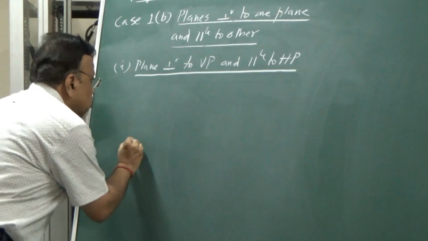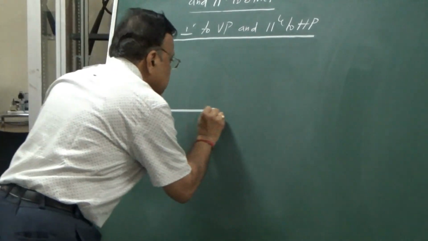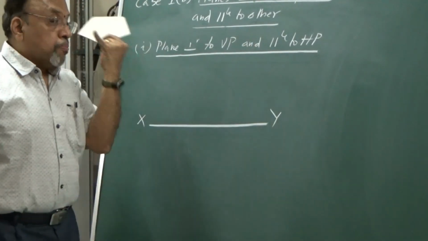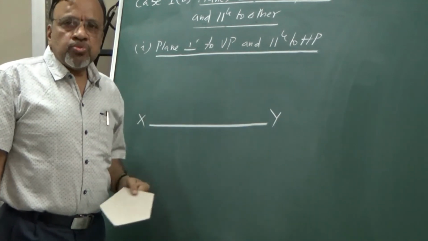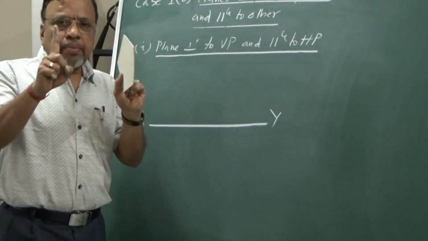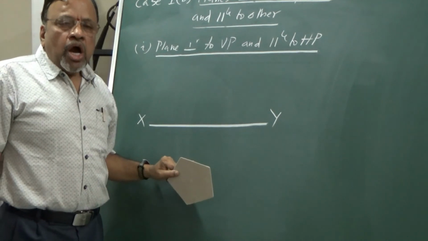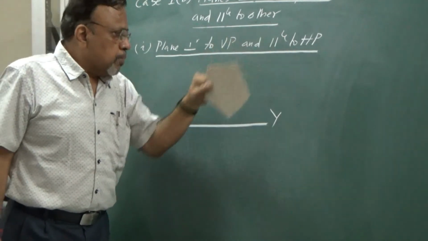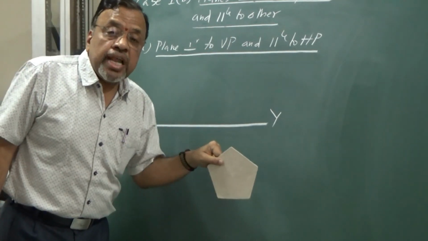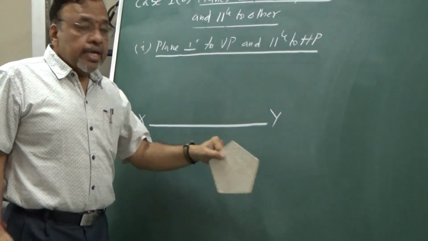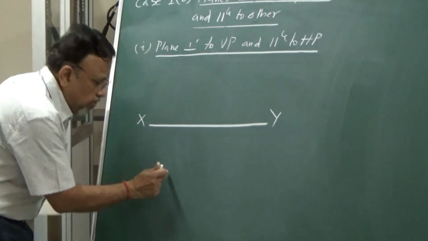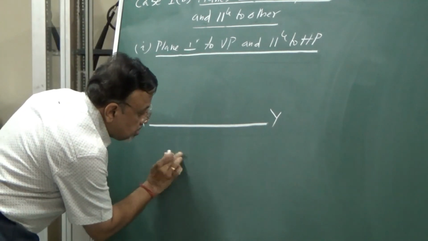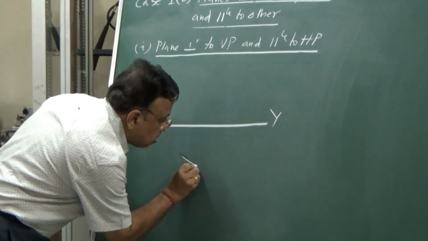So anyway, as usual, I will first draw the XY line. Now since this pentagonal lamina is parallel to HP, true shape and size will be seen in the top view. I need to start from the top view. How do we start the top view? In this problem I have given that one of the sides of the lamina is inclined at 30 degrees to VP. So first I will consider that particular side. Let me say we have one of the sides like this, inclined at 30 degrees. I will just indicate it like this as a 30 degree line.